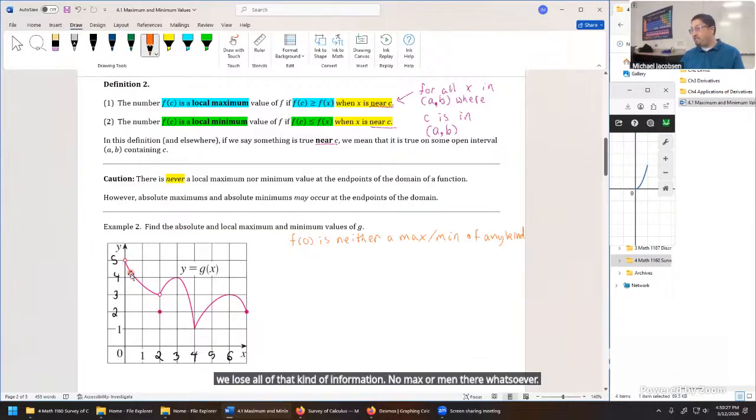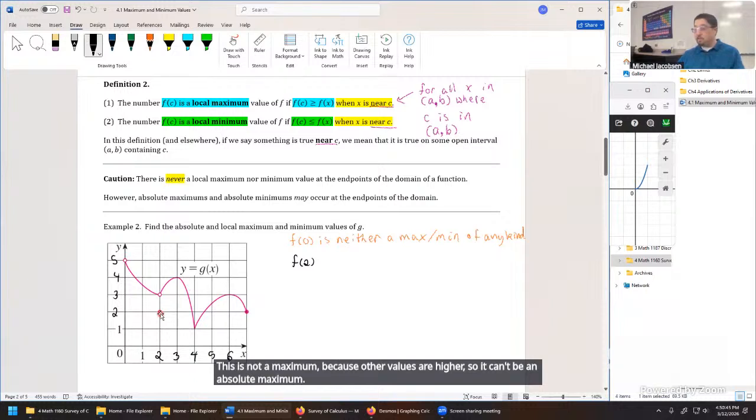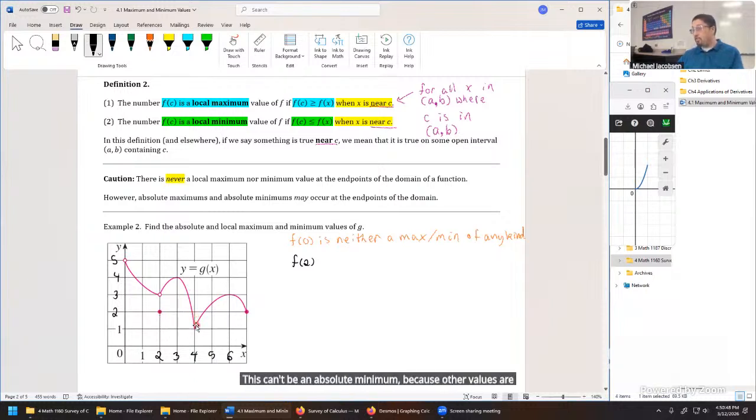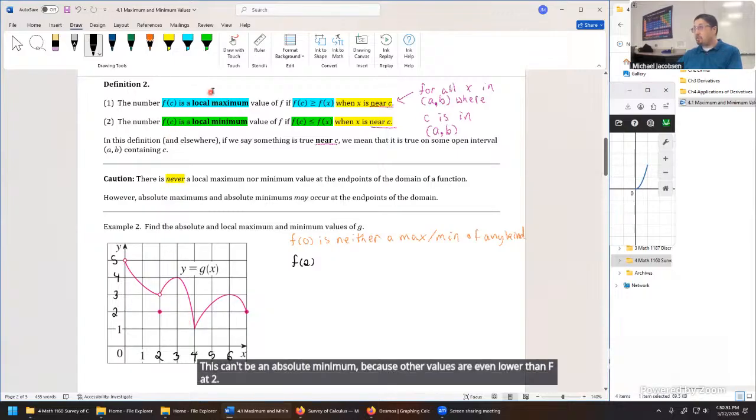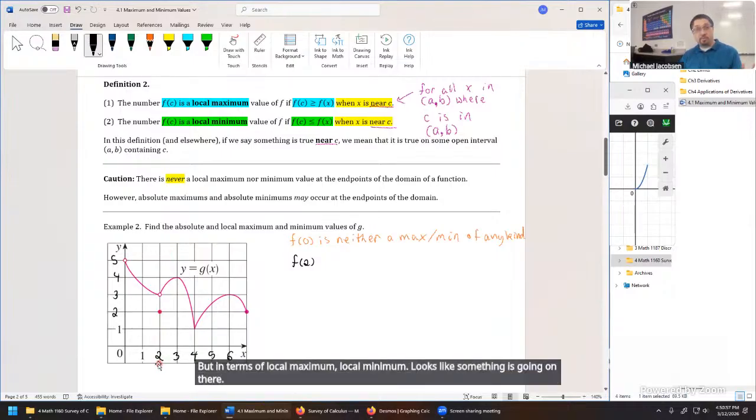Then we go along the graph until we go here. Something interesting does happen at f at 2. Let's think about absolute maximums, minimums. This is not a maximum because other values are higher, so it can't be an absolute maximum. This can't be an absolute minimum because other values are even lower than f at 2. But in terms of local maximum, local minimum, looks like something is going on there. Anyone spot what's going on with this one? Is this a local max or local min?